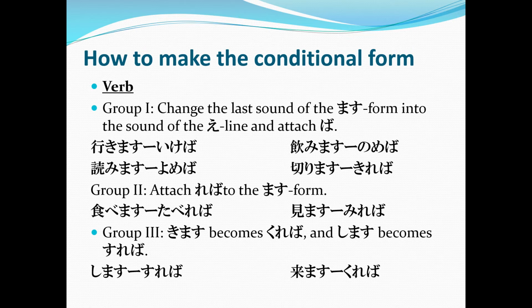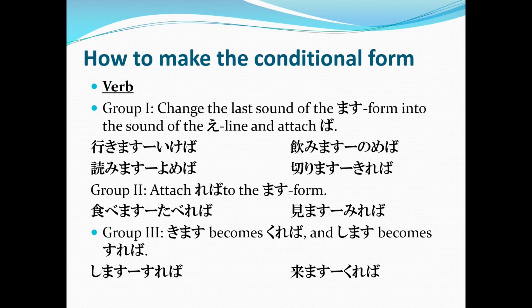Now, for group 2, it's as easy as tabemasu, tabenai, tabenakereba, and mimasu, minai, minakereba. Got that? Same thing with group 3. Kimasu, the negative form is konai, and the negative conditional form is konakereba. And then shimasu, shinakereba. Like benkyou shimasu, benkyou shinai, benkyou shinakereba.